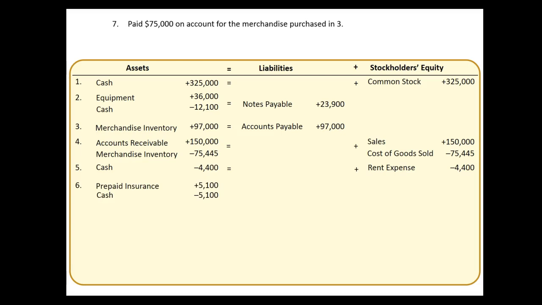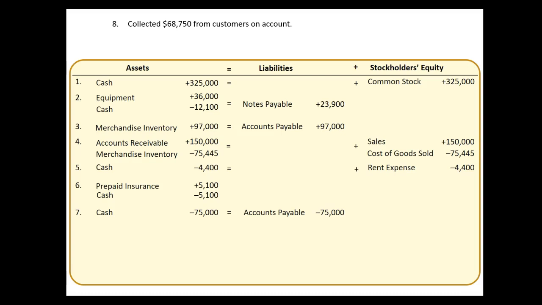Next, we paid $75,000 on account for the merchandise purchased in number 3. Do you see in number 3, we received merchandise and we show an accounts payable. So when we pay $75,000 of that accounts payable, we're decreasing an asset called cash by $75,000, but we also get to decrease our accounts payable by $75,000 because we no longer owe that money. We've paid it. So both an asset gets decreased and the liability also gets decreased.